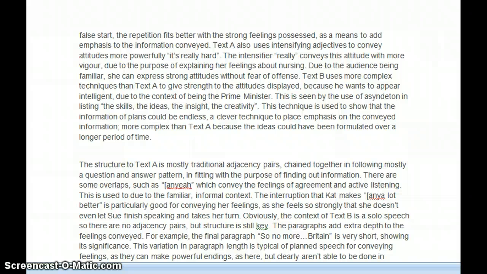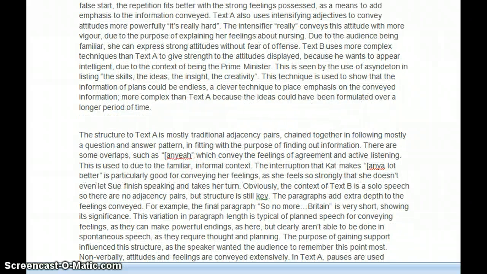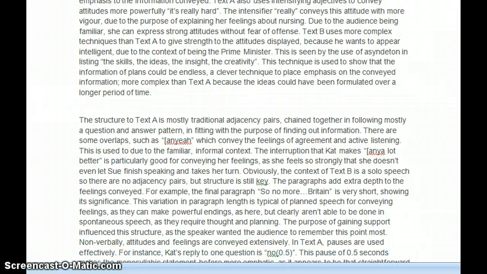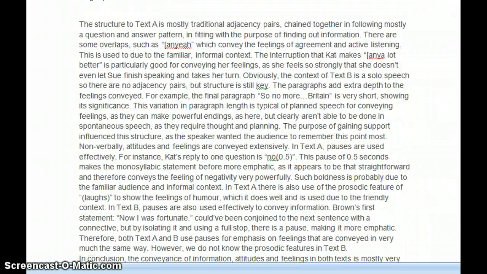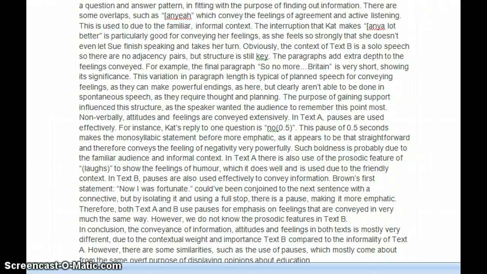But the asyndetic list there, the technique is used to show that the information and plans can be endless. Brilliant, you've thought about the effect. However, you need to get the audience into that. So the technique is used to show to the audience that the information of plans could be endless, therefore enabling them to support his plan. That's much better. Yeah, never suggest that a technique is clever or a good technique. Never analyse that. It's pointless.